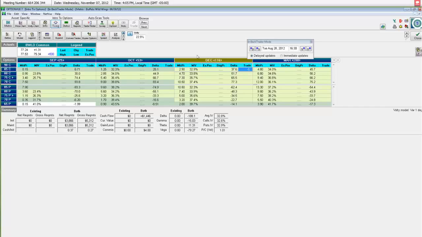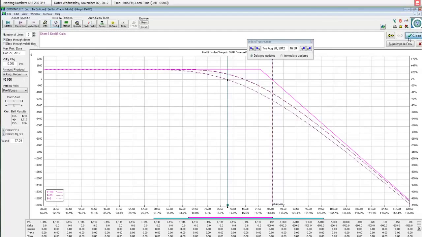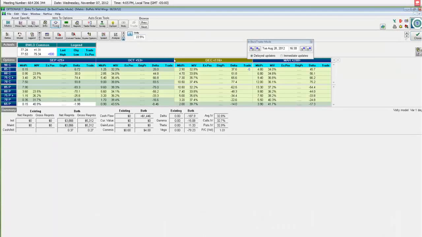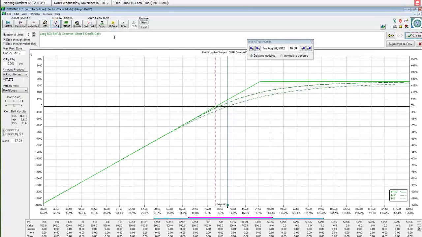So in essence, let's say that Buffalo Wild Wings moved up $1, down $1, and back and forth for some period of time and didn't really go anywhere. Well, you would gain this amount of money and you wouldn't lose any money on your stock. So it would look like this.